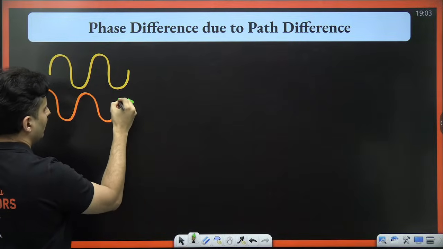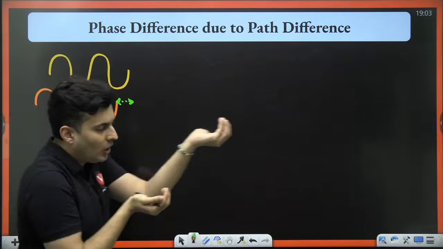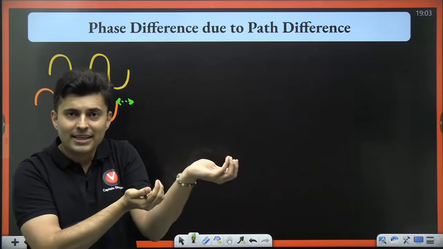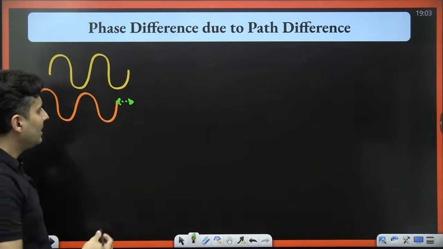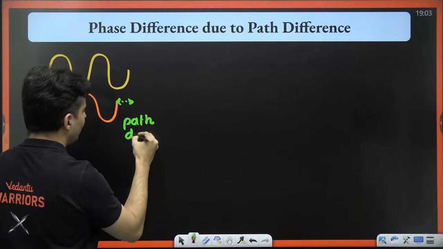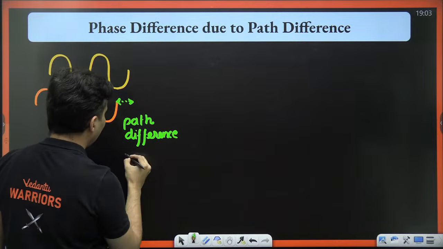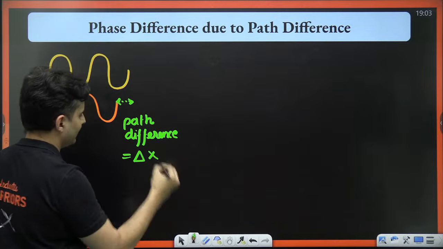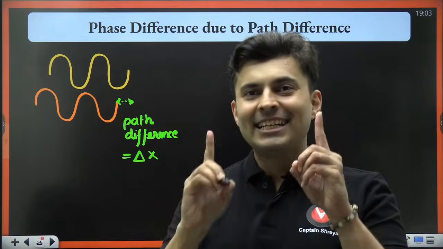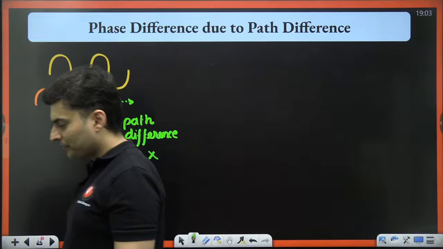There is a small gap between these two waves. The troughs do not come together. If they come together, good. If they are not, there is a small gap between them. That gap is called the path difference. And that path difference is called delta x. That path difference is called how much, my dear warriors? Delta x, or x in some books.